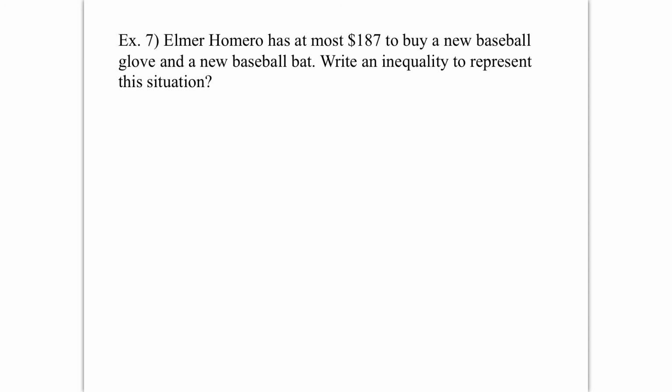So first, let's understand what we are looking at. We're looking at an amount. This person, Elmer Homero, has at most $187. Or we can say that that's all he has. He has $187 to spend. He cannot spend more than $187. So if something comes up to $190, he's going to be short. $200, he's going to be short. So it has to be $187 exactly, that's how much money he has, or less. For the two things that he wants to buy, a baseball glove and a baseball bat.